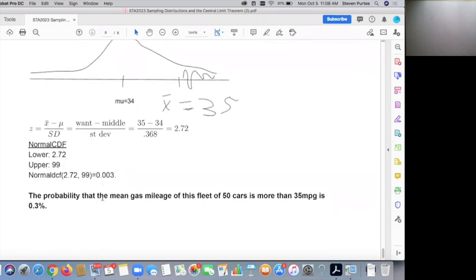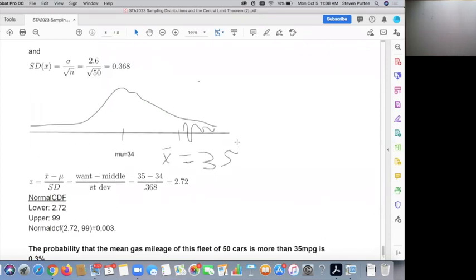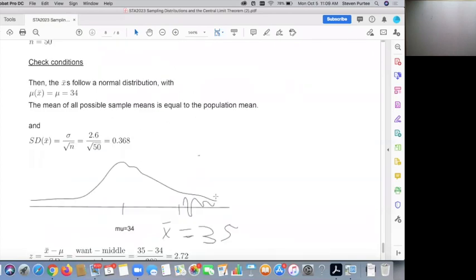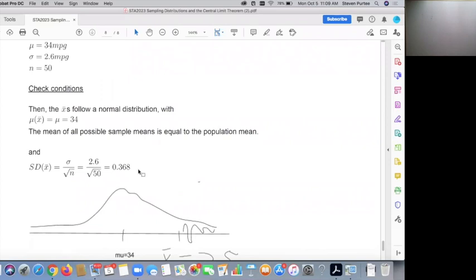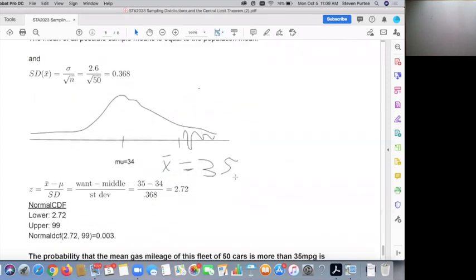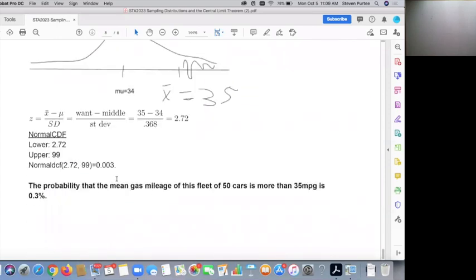And now our sentence: we're not making predictions about individuals. We're making predictions about the average of a sample. So it's not the probability that one car gets 35 miles per gallon, or a whole bunch of cars get 35 miles per gallon. It's that if you grab 50 of them, what's the probability the average of all 50 of them is going to be 35? That's what we're finding. And here, it would be that tiny number.